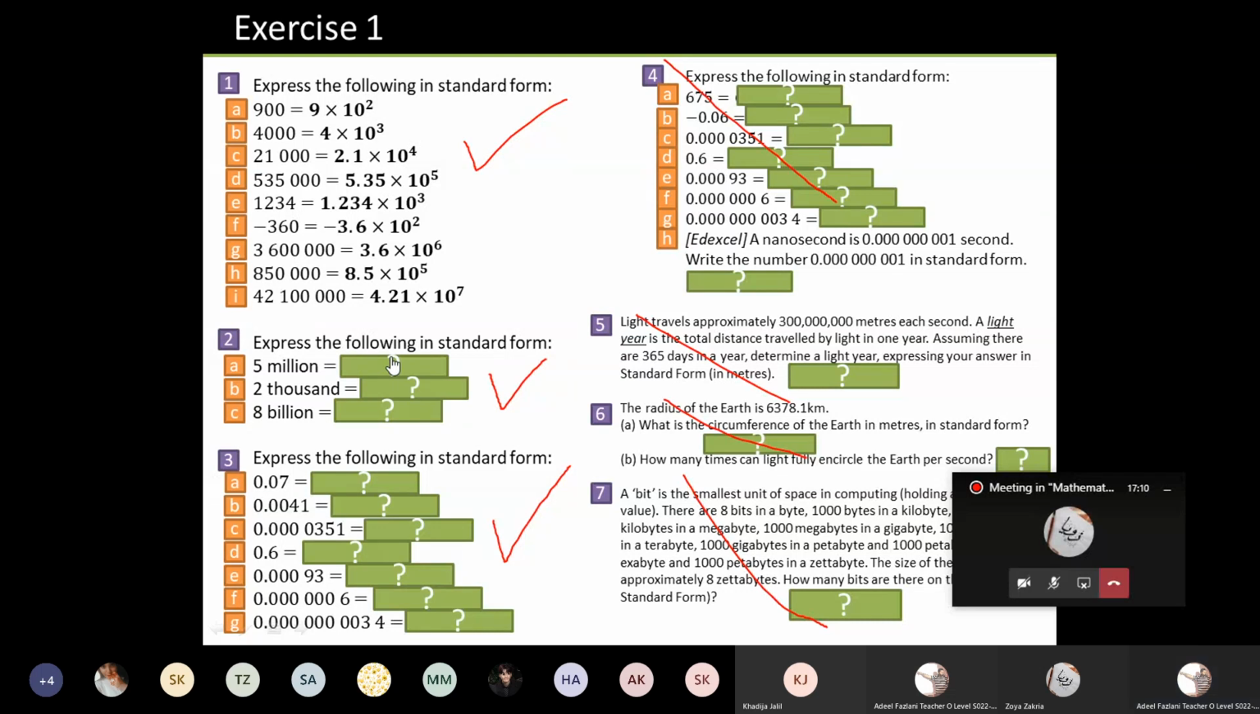And give yourself each question 1 mark, and according to that, how many marks are you supposed to give yourself in question number 1? If you have done all correct, how many marks are supposed to be given? Each part carries 1 mark. 9. So that means if you have done 100% correct, you have to give yourself 9 out of 9, and give yourself a star, a shining star, right? Done.